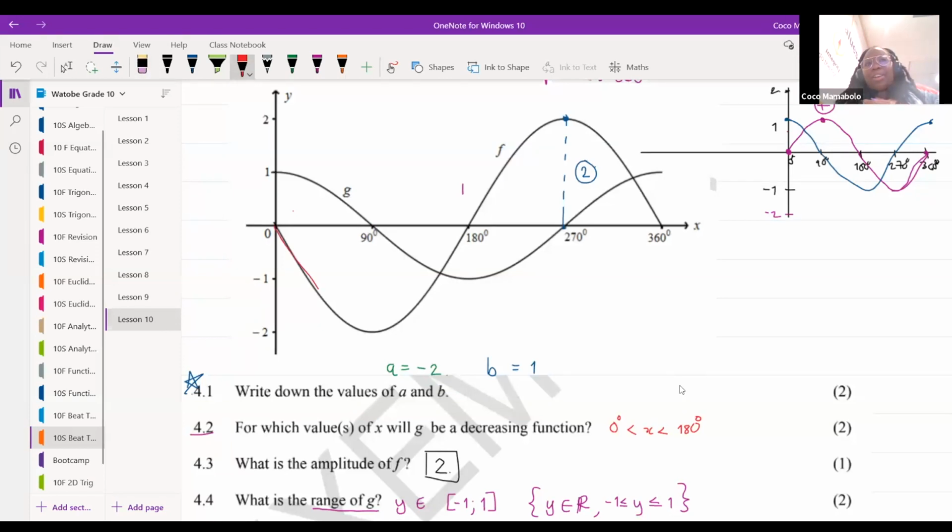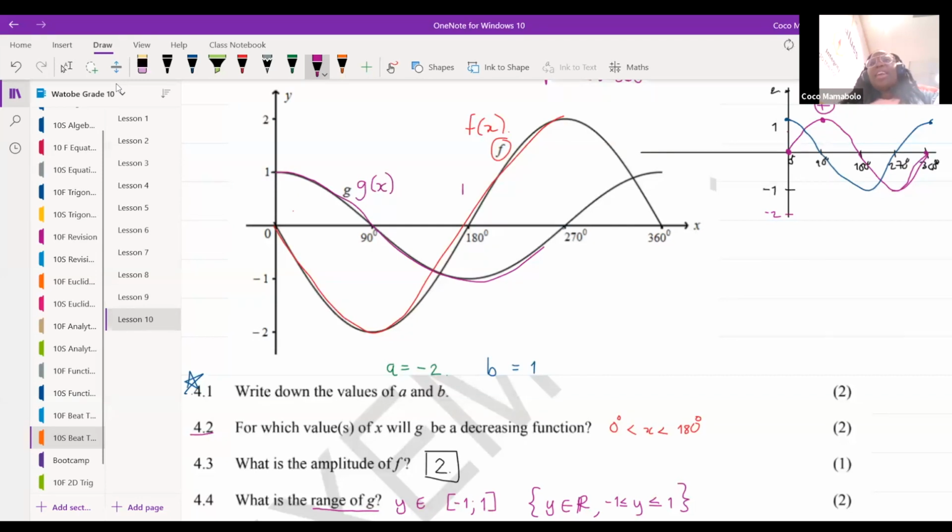This is my sine graph. Do we agree on that at least? This is my sine graph. Agreed? Good. Okay, so the sine graph is f of x, right? This graph over here, this is my cos graph. Agreed. Cool, we're on the same page. This is g of x. This is my cos graph.